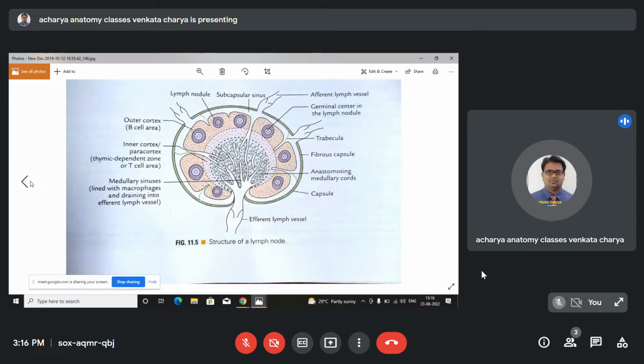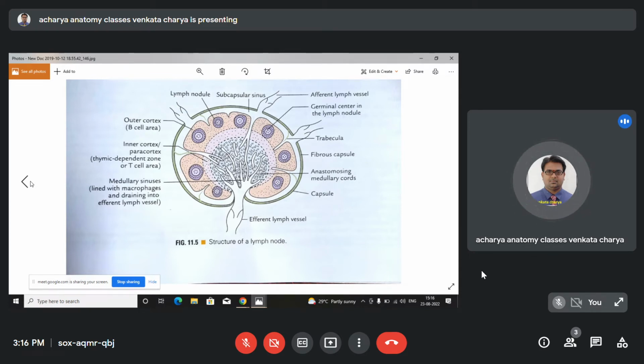Then come to the medulla. In the medulla there is a presence of medullary cords and medullary sinuses. So this one is the lymph node structure.